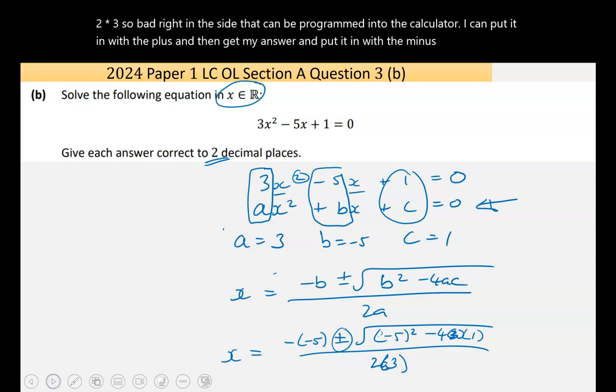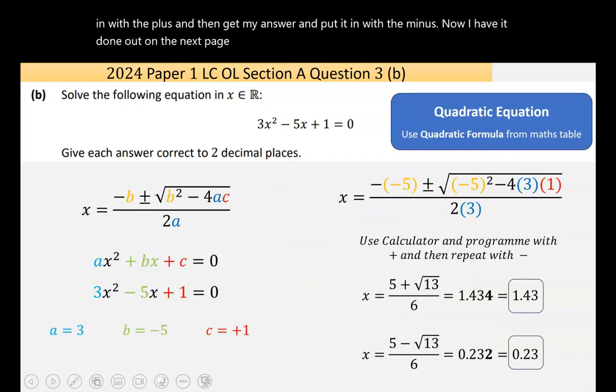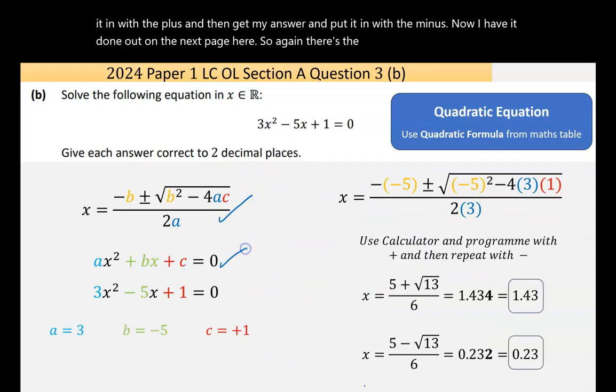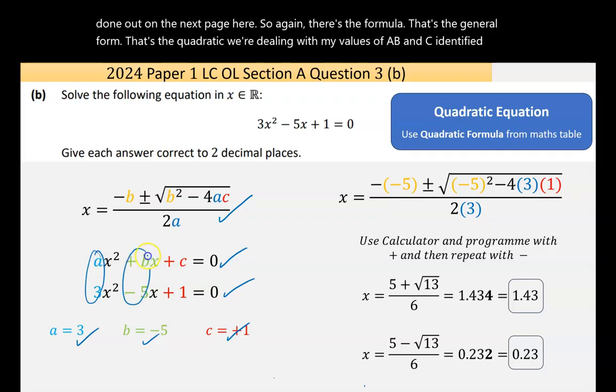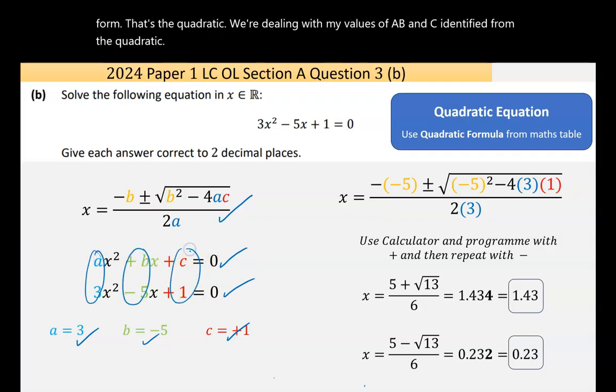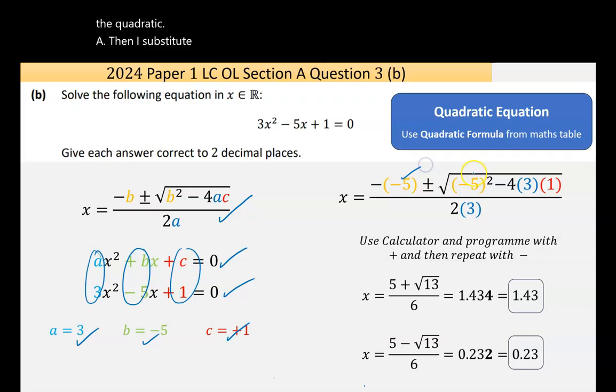Now I have it done out on the next page here. Again, there's the formula. That's the general form. That's the quadratic we're dealing with. My values of a, b, and c identified from the quadratic. Then I substitute them into the formula, the a, b, and c, and put them through the calculator with the plus.